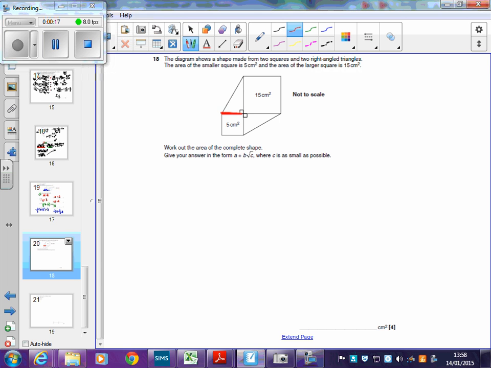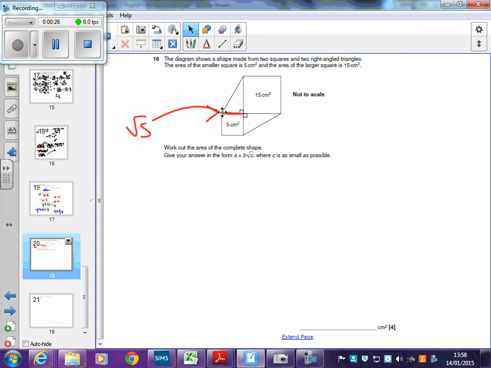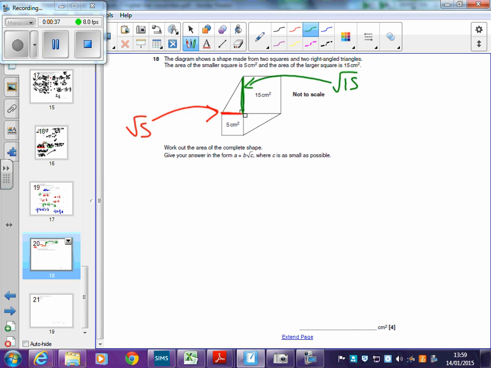So if we look at this one here, the area is 5, so we've got to take the square root of 5 to find that length there. So that length there is root 5. Similarly, we can do that for that side there. The area of the square is 15, so square root that to get that length there, so that is root 15. Okay, so we can now do that to get the area of one of the triangles.